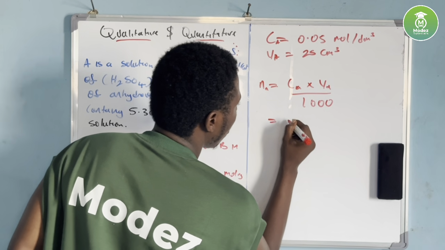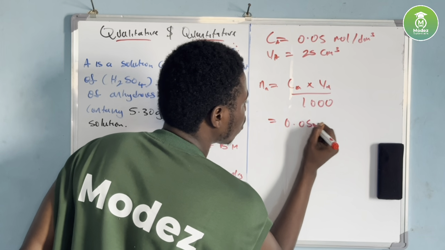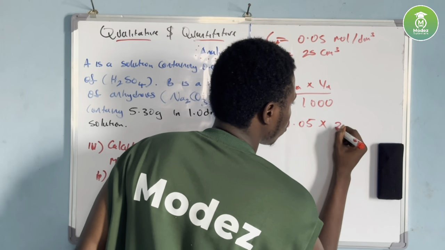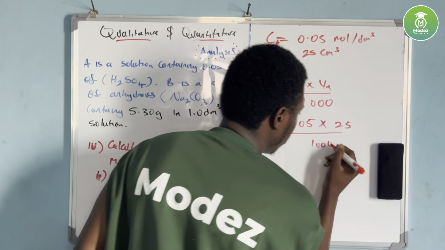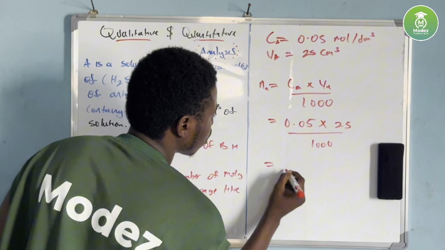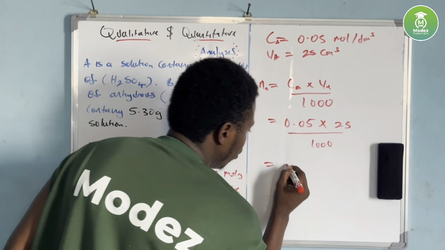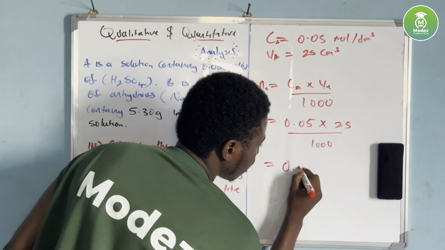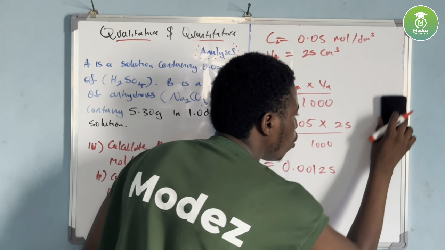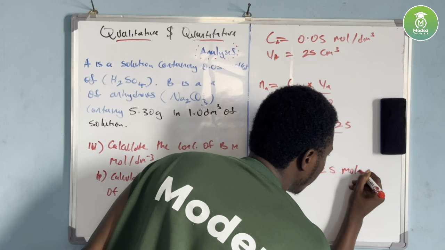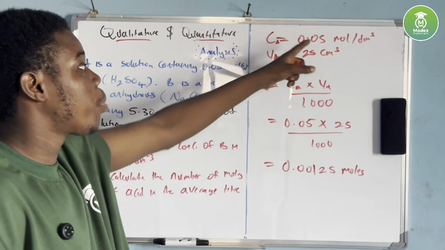Now, here you have 0.05 as the concentration times 25 over 1000. And this will give you what? When you punch your calculator, you get 0.00125 moles. Don't forget, it's the number of moles, not mole per dm cube.